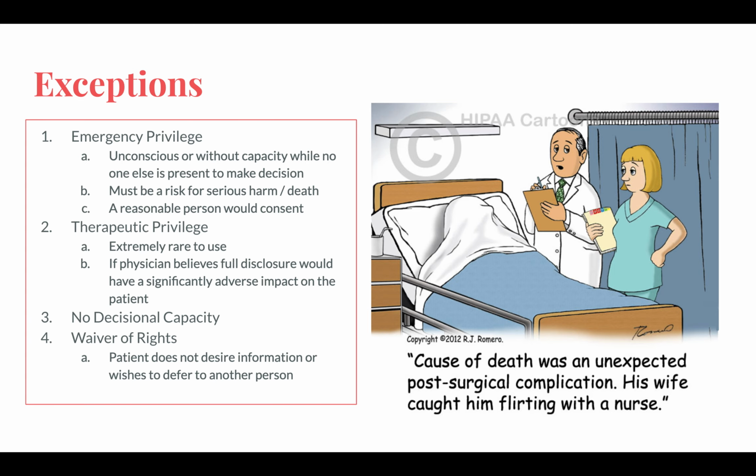There is an exception if the patient has no decisional capacity and no one else is available. So if your patient is demented or obtunded and is unable to decide and there aren't any family members around and they need a procedure, you can waive the informed consent. And then also waiver of rights.